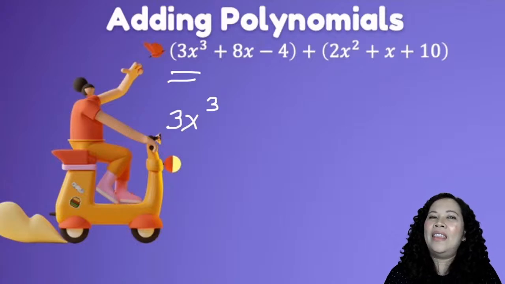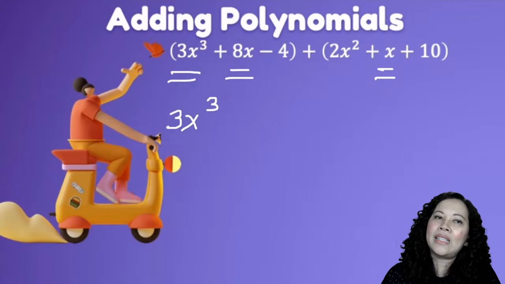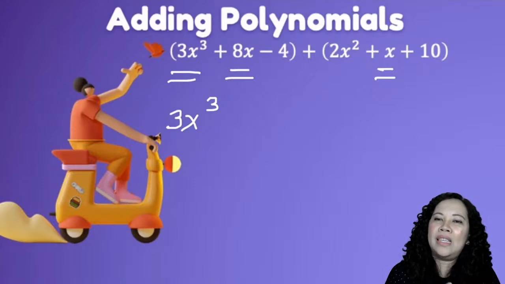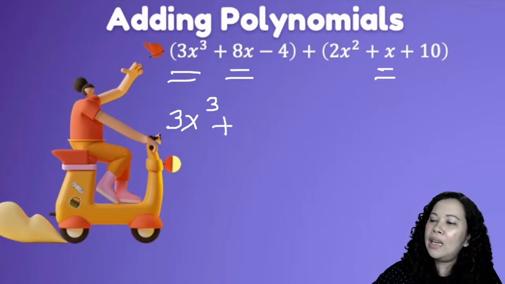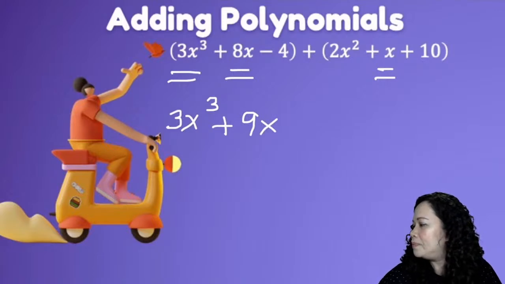Okay, and then the next one is 8x. We check if there is an x on the other side. There is an x on the other side. So 8 plus 1 is 9. Again, if there is no number before your variable or before your letter, that is understood to be 1. So 8 plus 1 would be 9. Copy x. Alright?